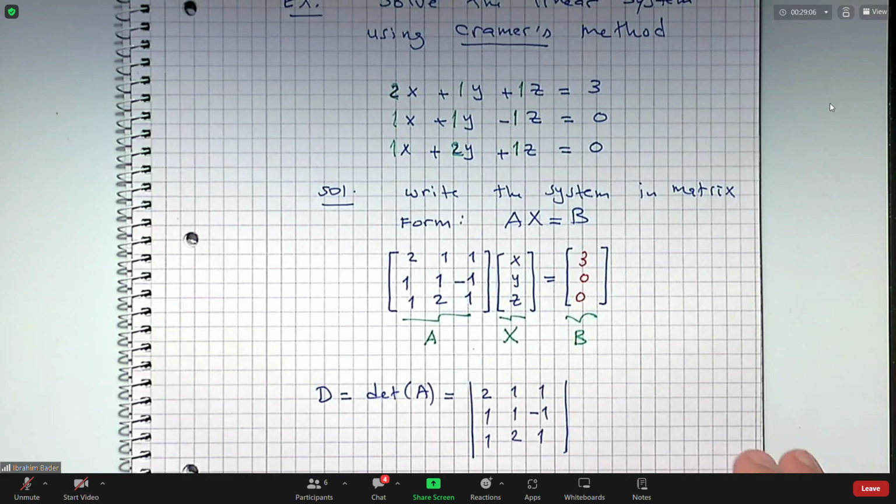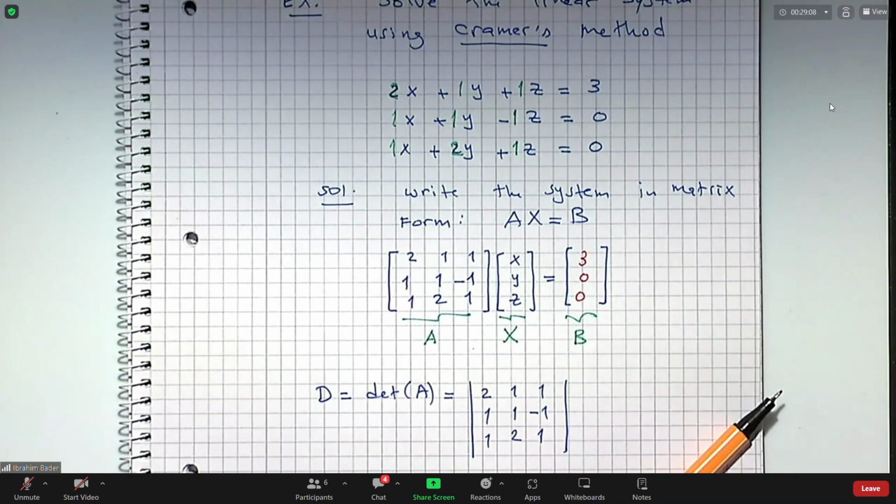Okay. Now let me check how many students we have in line. Online, very, very few students. I don't know what's wrong, but I hope those 4 or 5 students who are online know how to evaluate this determinant.